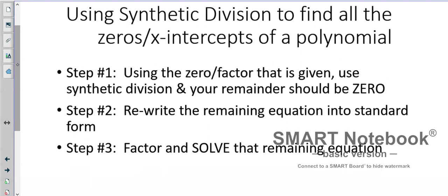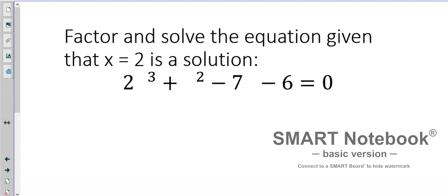Okay? So step 1, using the 0 factor that's given, or like I showed you before, you can use a calculator to help you find one. Use synthetic division and your remainder should be 0. Rewrite the remaining equation to standard form, factor and solve the remaining equation. So now, again, remember this was missing these.